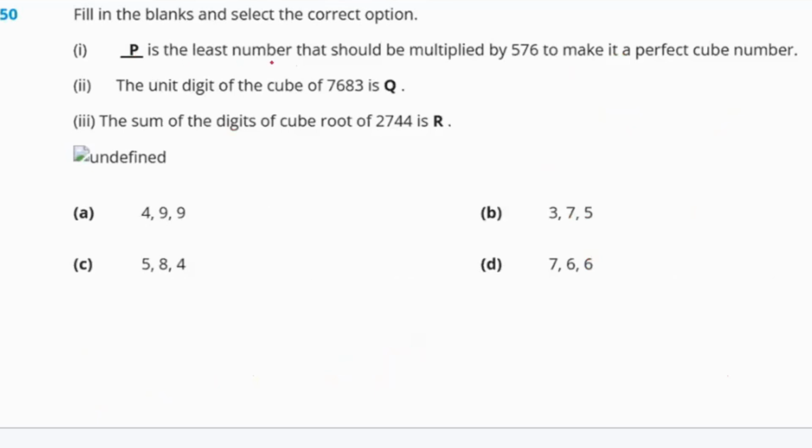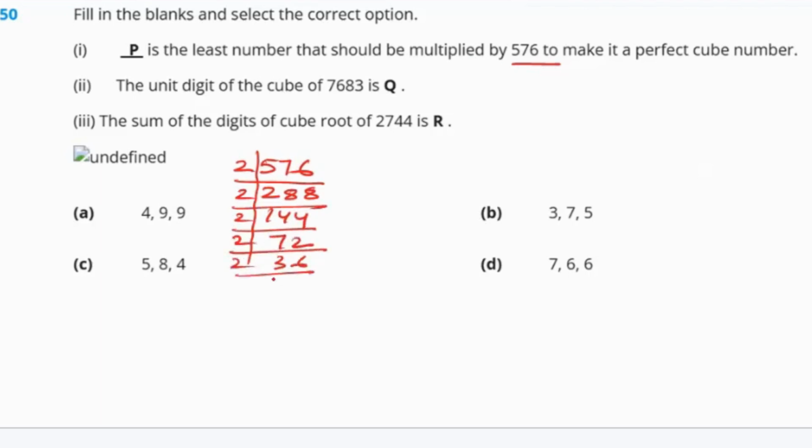Next one is, if p is the least number that should be multiplied by 576 to make it a perfect square, how can we do that? So for that we need to find the prime factorization of 576. When we are doing that, what will we be getting? 2, 288, 144, then 72, then 36, then 18, then 9, then 3, then 3. Okay, this has appeared, this has appeared, this has appeared, this has appeared.